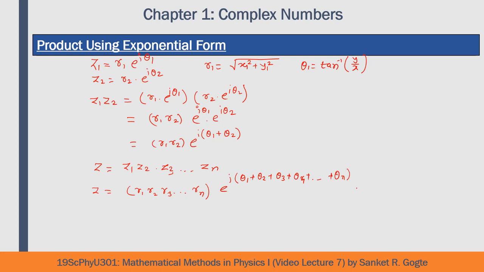Therefore, when you have more complex numbers to be multiplied, what you do is convert all those complex numbers into exponential form, multiply them in exponential form, and their product can now be written back into rectangular form by using Euler's formula.